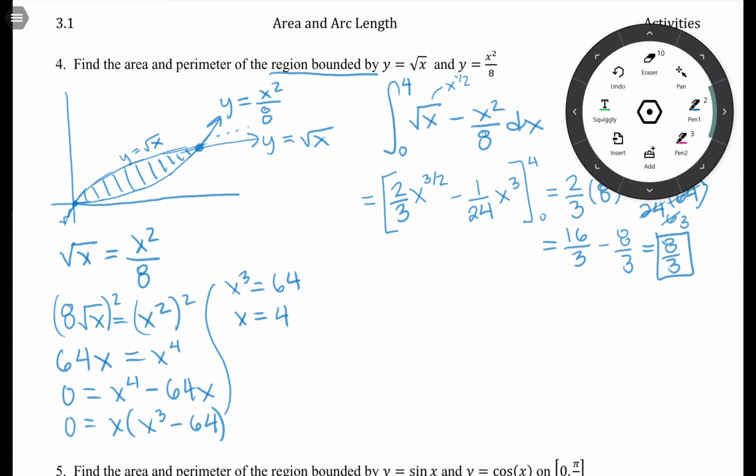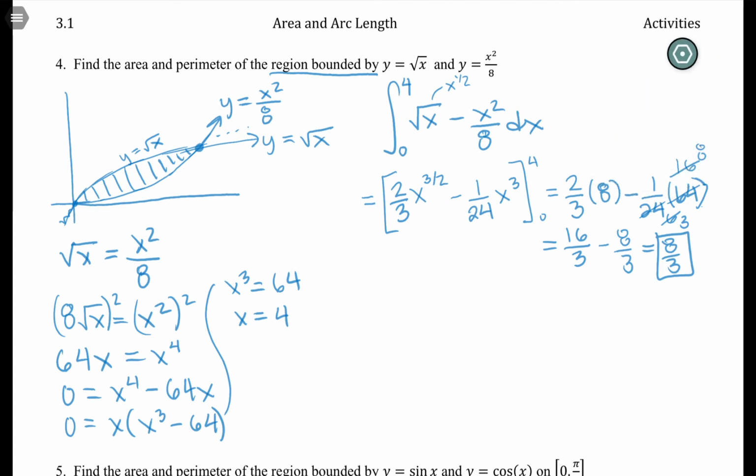I'm going to switch colors and we'll work on perimeter. The perimeter is really an arc length. So we just want to add up the length of the two curves between 0 and 4. So I'm going to start with the square root function. And I'm going to say, okay, I need to integrate from, reverting back to my generic situation, 0 to 4.